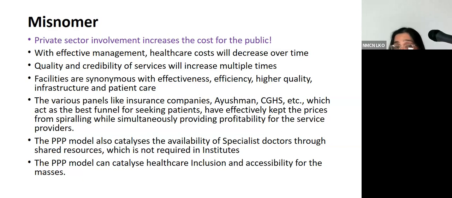So with effective management, the healthcare cost will decrease over time. We are quite hopeful for that. Quality and credibility of the service will increase multiple times. Facilities are synonymous with effectiveness, efficiency, high quality in terms of infrastructure and patient care. The PPP model also catalyzes the availability of specialist doctors through shared resources. But in SGPGI, that is not required because we have a lot of faculty and residents in our department. They can take care of everything, and it is a teaching hospital, so we have to take care of the reporting and the protocols used, sequences used in different diagnostic modalities.